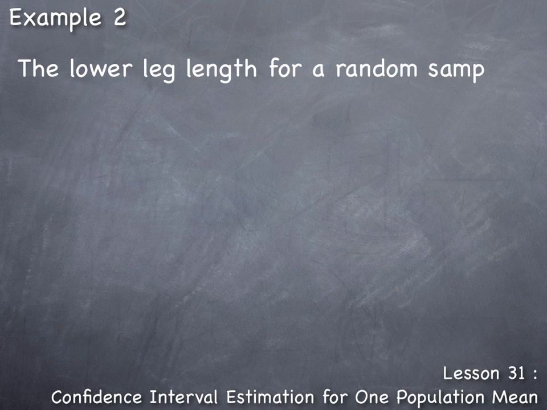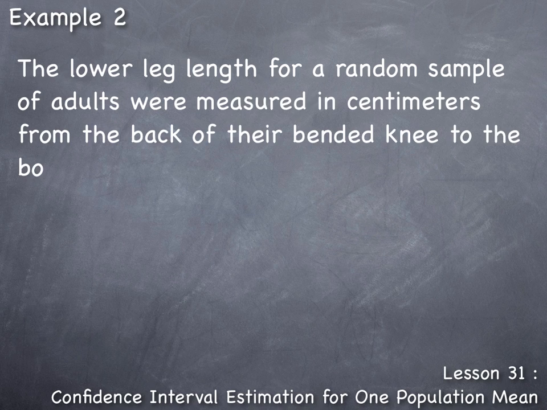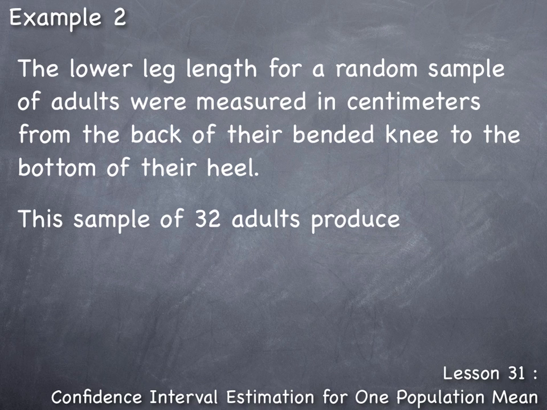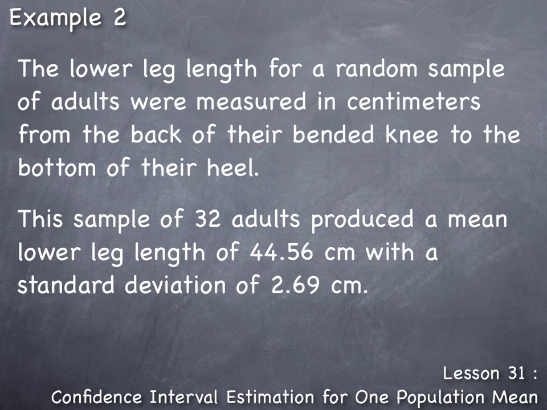The lower leg length for a random sample of adults was measured in centimeters from the back of their bended knee to the bottom of their heel. This sample of 32 adults produced a mean lower leg length of 44.56 centimeters with a standard deviation of 2.69 centimeters. So in this example, we're given that the sample size n equals 32. And since this is greater than 30, we have a sufficiently large sample.